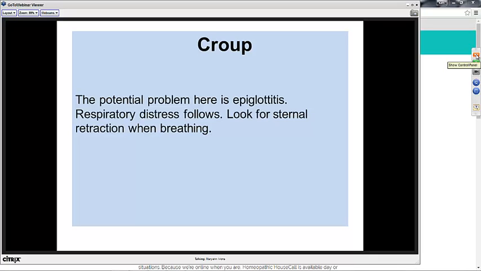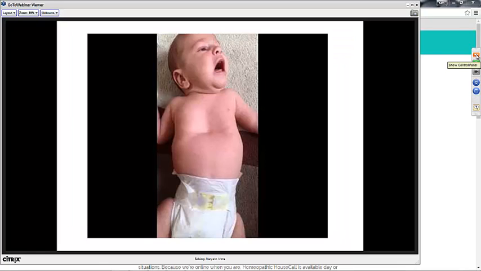So once again, this is where you see sternal retraction with respiration. You see the lovely V in this child's chest? That's sternal retraction, where you take a breath in, and instead of expanding the lungs, because of obstruction, you get the chest going inward instead of outward.